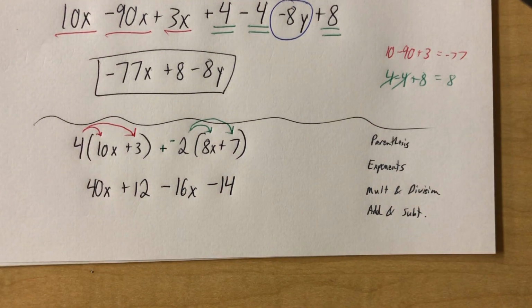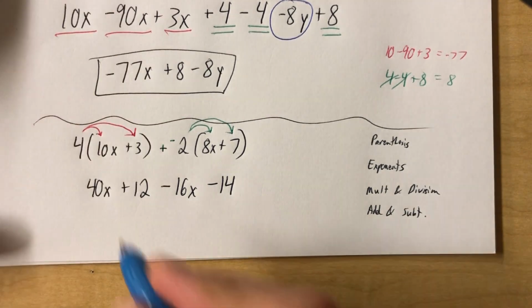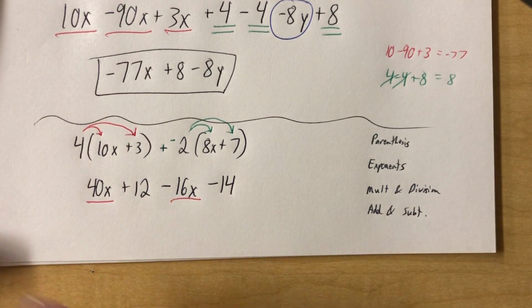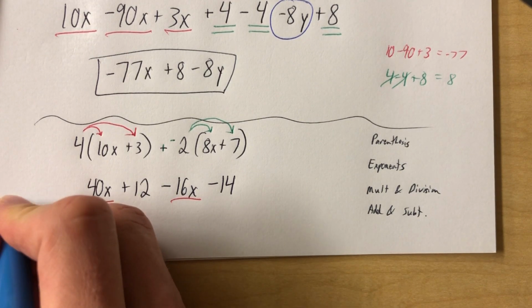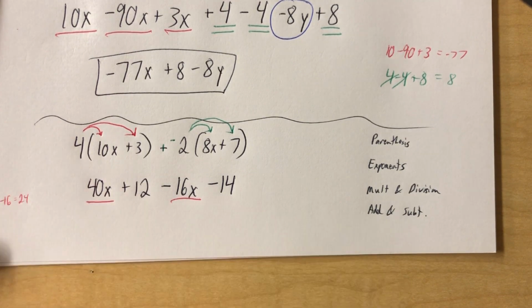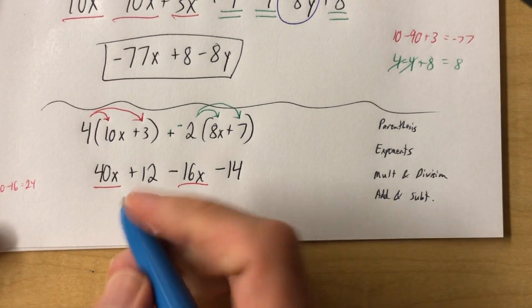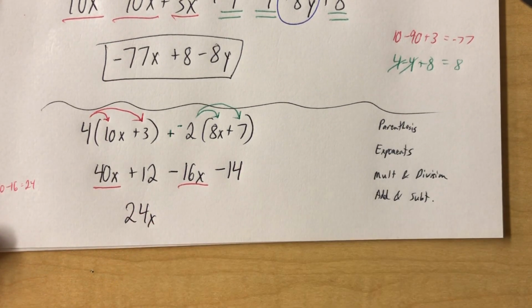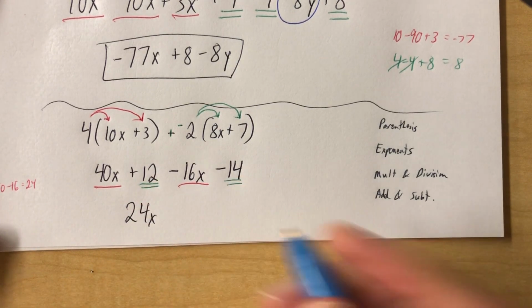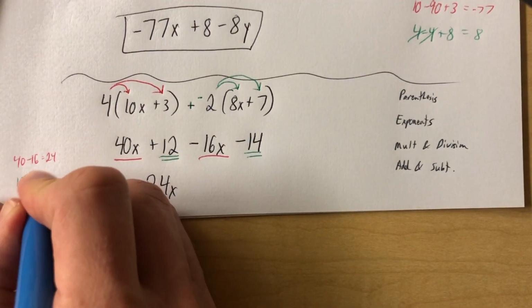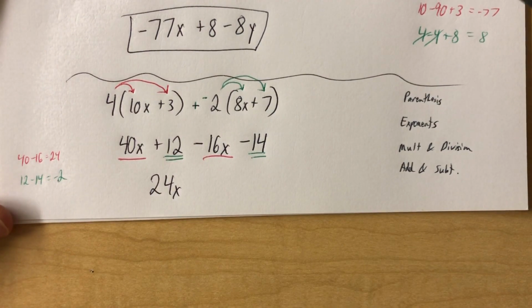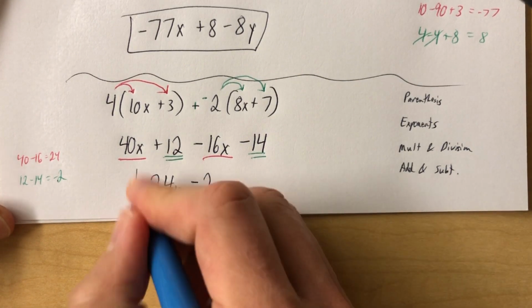And now I'm at the step where it looks like the other problems that we've done where we can combine our like terms. So let's combine like terms. 40 minus 16 is really what I'm dealing with. That gives me 24. So I have 24x. And then I have 12 minus 14. And you don't have to write this over here on the side. This is just what goes through your head. So 12 minus 14 is negative 2. So I have minus 2, and we're done.